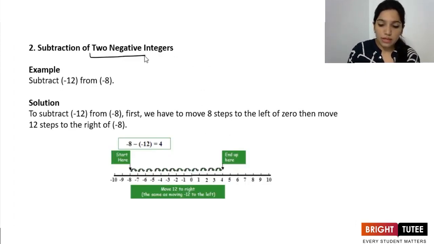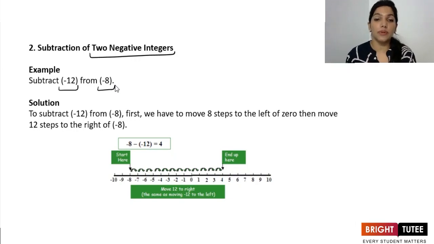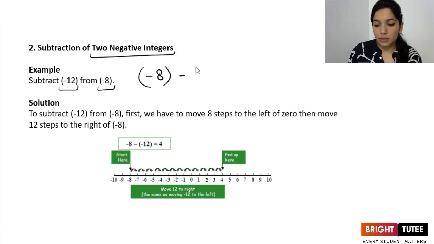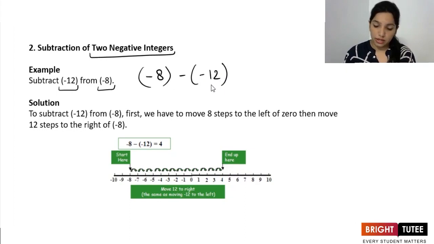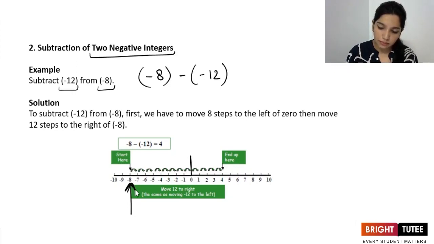When both the numbers are negative integers, we need to subtract minus 12 from minus 8. Let's see how we write this. Minus 12 from minus 8. So whichever number we need to subtract from, we write it at first. So minus 8, take away minus 12. How we are going to do this is, firstly, let's start from 0. So this is 0 here. From 0, we will take first 8 steps to the left because it's minus 8. So moving 8 steps, here we will reach at minus 8, right?